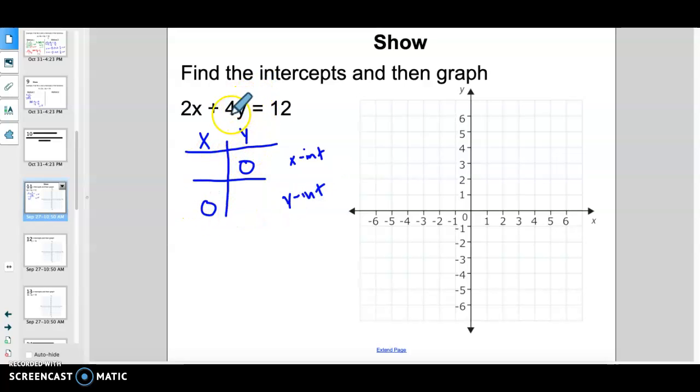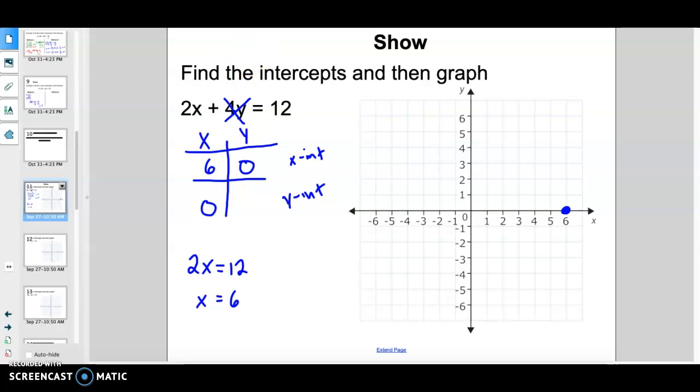So if I plug in a 0 here, really you can skip this step. If 0 gets plugged in here, this just goes away, so you're left with 2x equals 12. So if you divide by 2, x equals 6. If we were doing this on paper, I would have you cover this value up with your finger so you could see it's just 2x equals 12. So your x-intercept is 6, so you can go on the x-axis to 6, put a point.